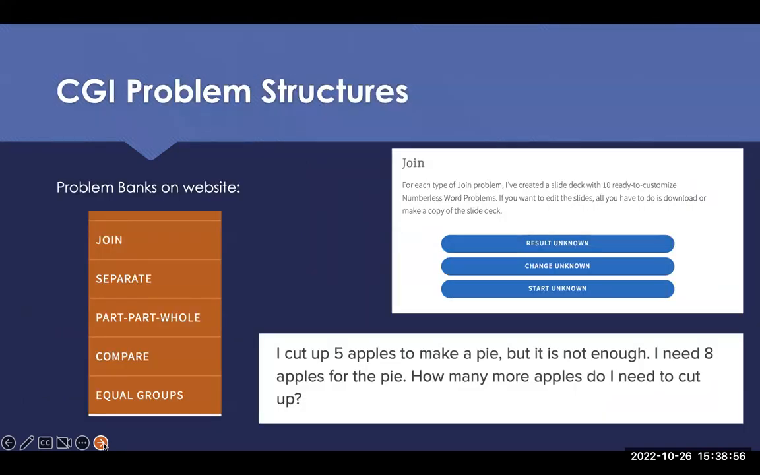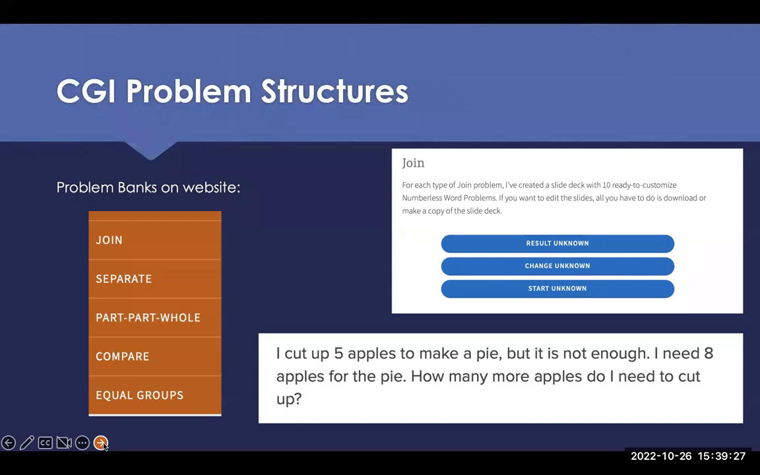So I mentioned CGI earlier, and this routine comes out of CGI, and CGI focuses on the main four operations, so addition, subtraction, multiplication, and division, and looks at the main types of problems. So join problems, which is bringing together, separating problems, part-whole, compare problems, and equal grouping problems. All of the operations in mathematics are connected to those five structures.